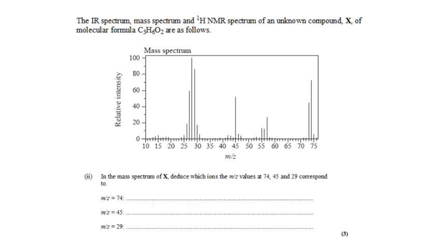So just to finish, only the mass spectrum is given in this example, of mystery compound X. We don't know what compound X is, but it has a molecular formula of C3H6O2. In the mass spectrum of X, deduce the ions with the m/z values of 74, 45, and 29. Now remember, m is mass and z is charge. So what are 74, 45, and 29? Pause the video now. You can use your data booklet, of course, and see if you can work it out.